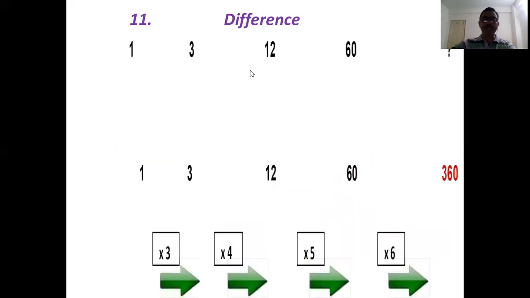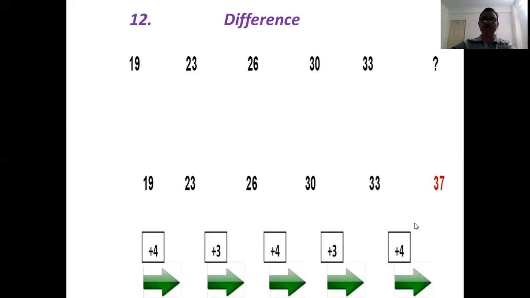Let us consider one more example of difference. In this, 1 into 3 is 3, and 3 into 4 is 12, and 12 into 5 is 60. So we are following one pattern. First we are multiplying by 3, then multiplying by 4, then multiplying by 5, and next we are multiplying by 6. These are just a difference of one number in between 3, 4, 5, and 6. There is not much difference. Like 4 minus 3 is 1, 5 minus 4 is 1, 6 minus 5 is 1.